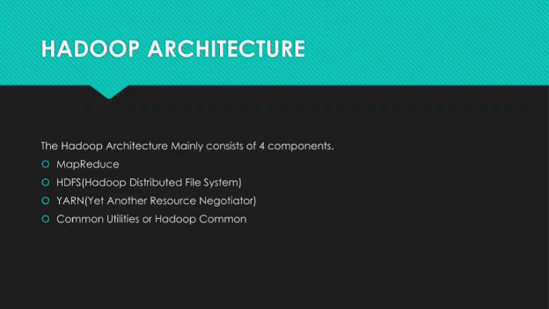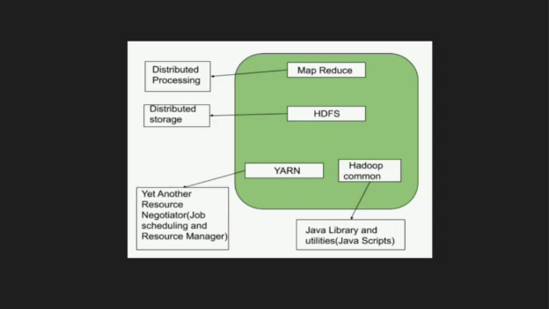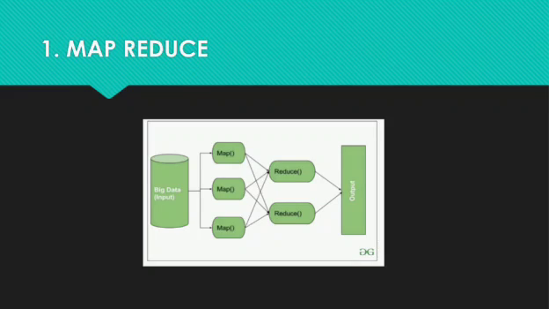The Hadoop architecture mainly consists of four components. First one is MapReduce, then HDFS, Hadoop Distributed File System, YARN, Yet Another Resource Negotiator, and Common Utilities or Hadoop Common. Let's understand the role of each one of these components in detail.